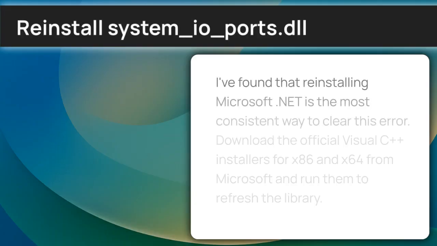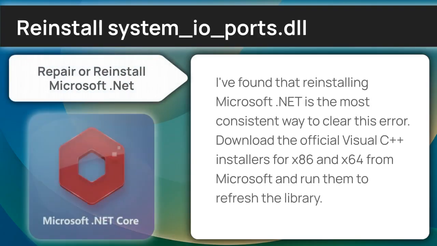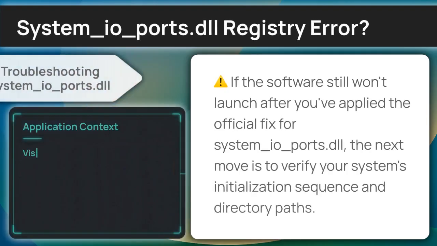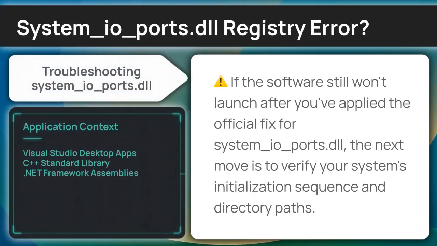I found that reinstalling Microsoft .NET is the most consistent way to clear this error. Download the official Visual C++ installers for x86 and x64 from Microsoft and run them to refresh the library. If you are still encountering the error after following the official setup, it's time to investigate the underlying system architecture.